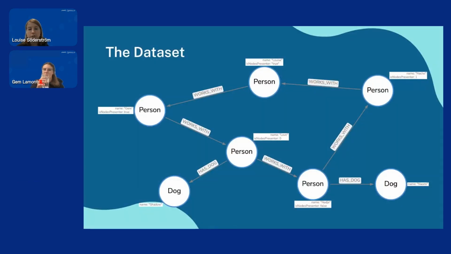So first, we will look at our data set for the example. So we have created a small toy data set, which consists of our Cypher surface team at Neo4j, where me and Gemma are working. So this data set contains nodes for each person, me, Gemma, and our colleagues, as well as nodes for our 2 team dogs.